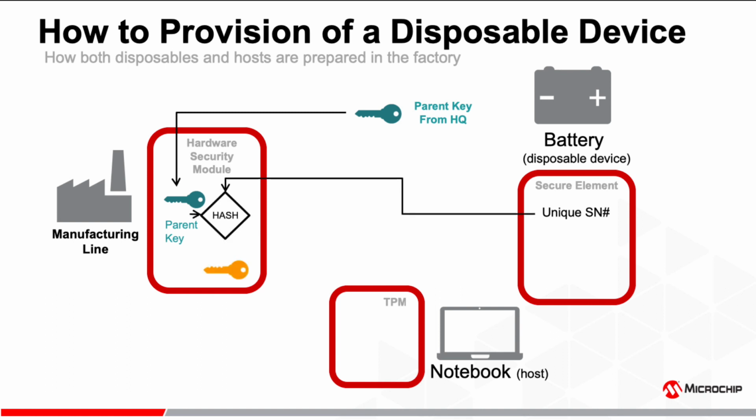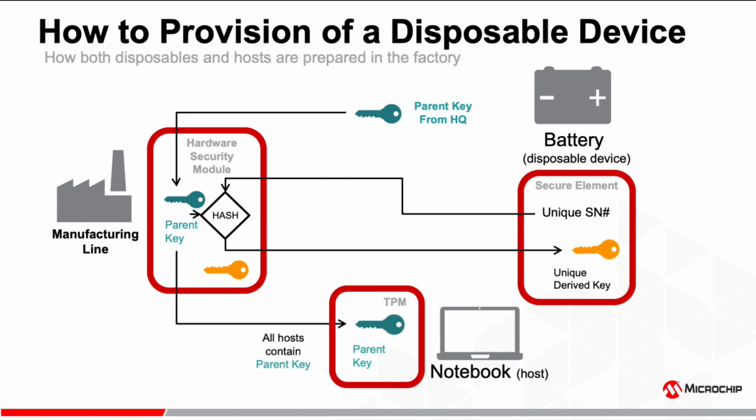Once the manufacturing line starts to create batteries, it will ask for the unique serial number which is in every crypto element. It will then hash that unique serial number with the parent key. This will result in a unique derived key for that battery. The manufacturing line will then inject that unique derived key back into the battery. Now, that unique derived key will be useless unless the notebook computer is somehow able to recreate it. So, the notebook computer is given the parent key. This parent key is protected inside the notebook computer by the Trusted Platform Module.